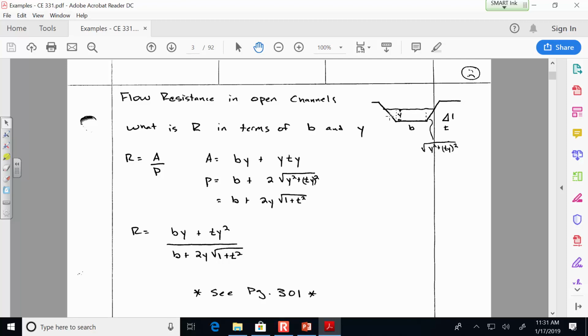If we go back to the abstract again, if we say that we're just going to call this t, and then the depth is y, then that means however deep it is, there's t times that depth across the top.